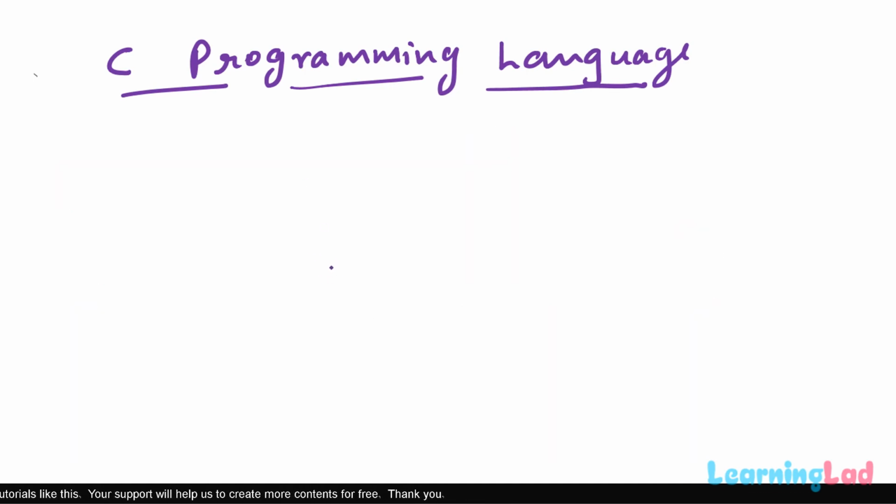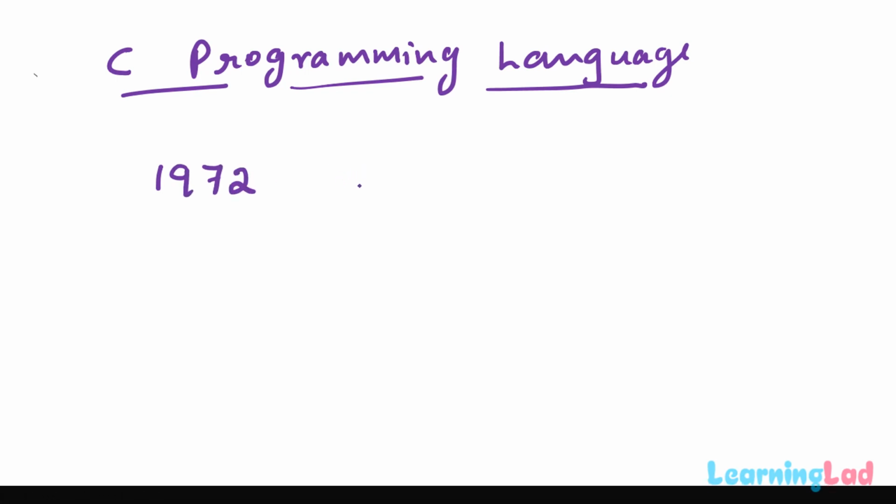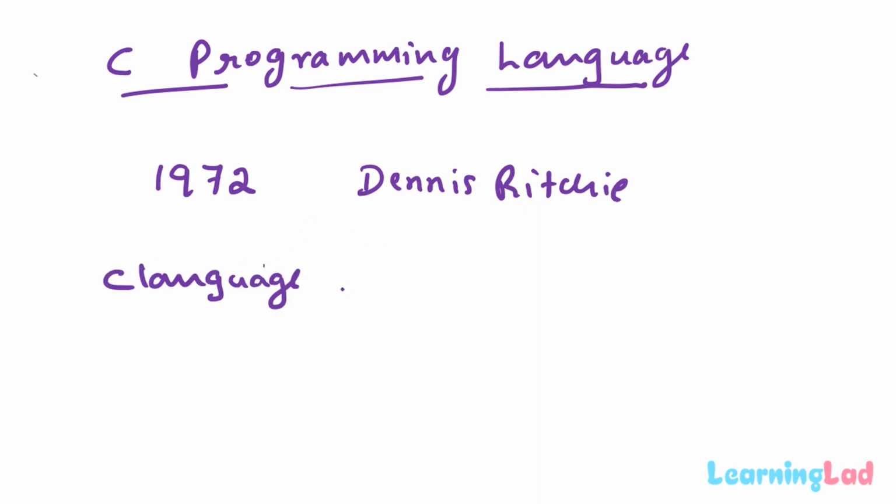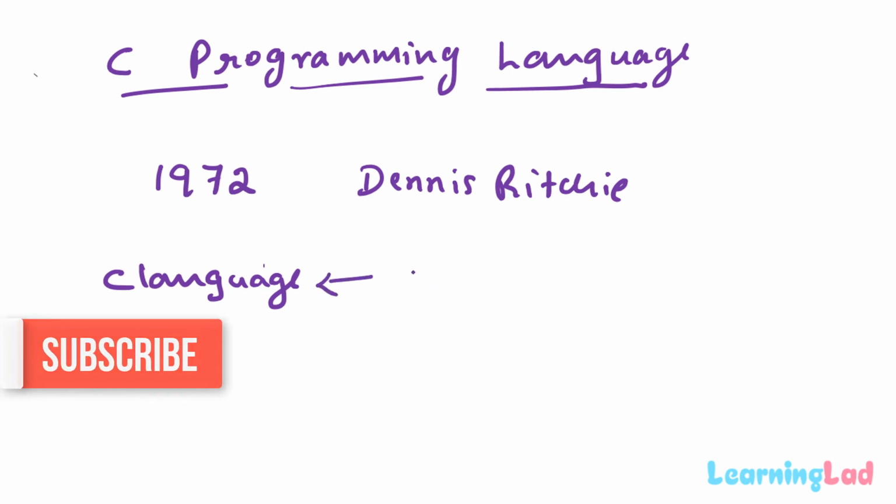Now, let us see the history of this C programming language. The C programming language was invented in 1972 at Bell Laboratories of USA by a team led by Dennis Ritchie, and Dennis Ritchie called his new language the C language because it was the successor of another existing language at that time called the B language.